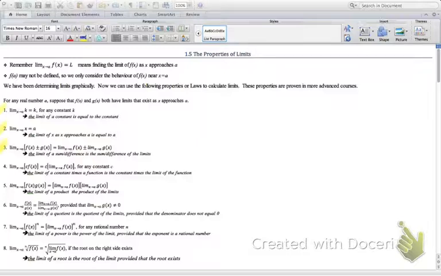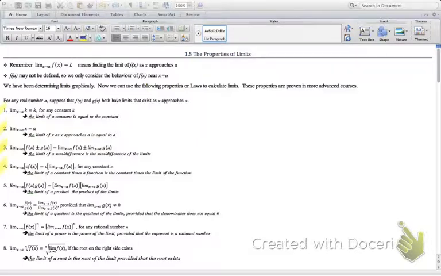Number 3, the limit of f(x) plus or minus g(x) as x approaches a is equal to the limit of f(x) as x approaches a plus or minus the limit of g(x) as x approaches a. And this limit exists if it's positive or negative. So the limit of a sum and difference is the sum and difference of the limits themselves.